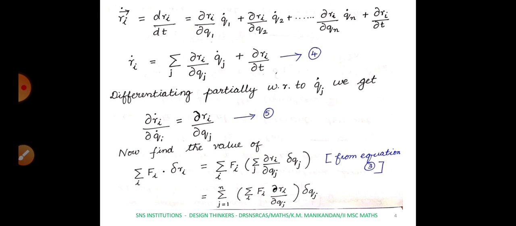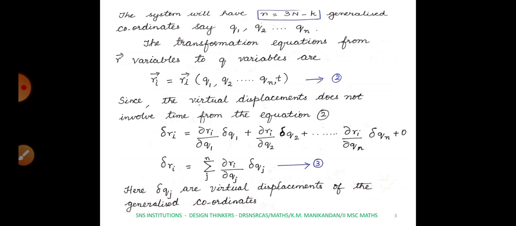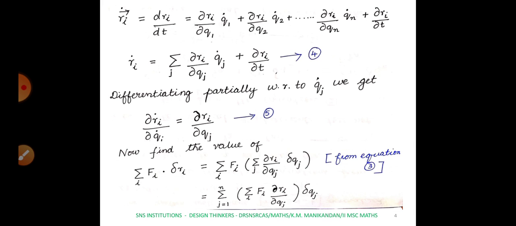So from which we can find the value by differentiating with respect to t. We get Ri dot equal to dRi by dt equal to dou Ri by dou q1 into q1 dot plus dou Ri by dou q2 into q2 dot plus etc., dou Ri by dou qn into qn dot plus dou Ri by dou t. This is obtained from equation 2. Now Ri dot can be written in the summation form: summation j of dou Ri by dou qj into qj dot plus dou Ri by dou t. Name this equation as 4.